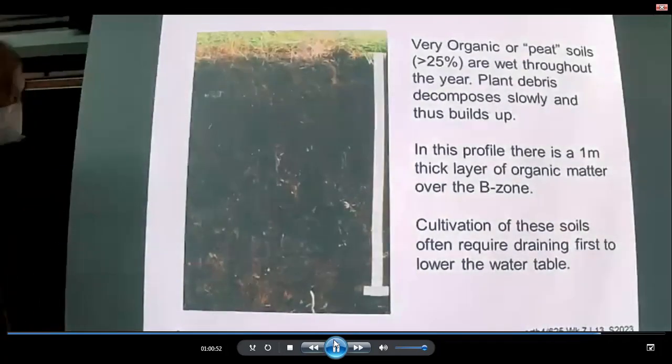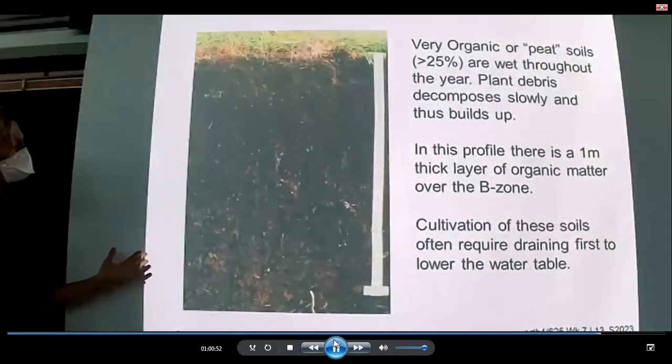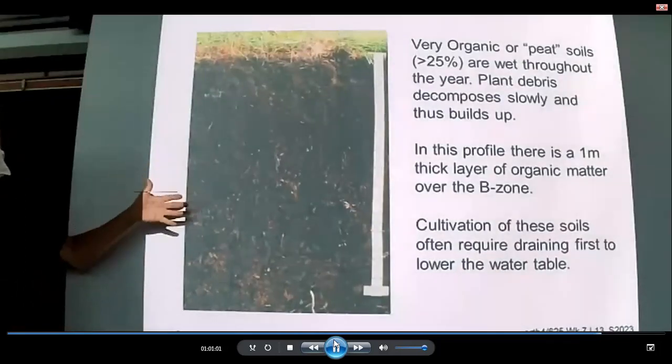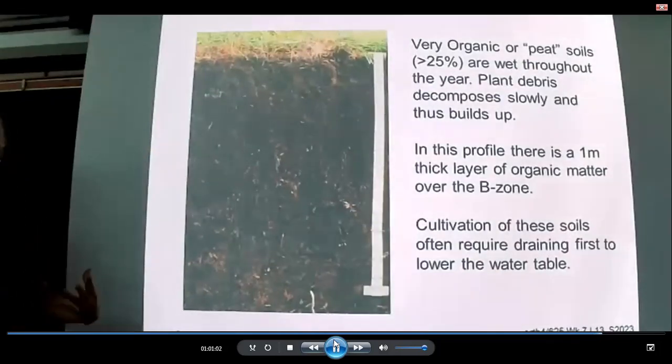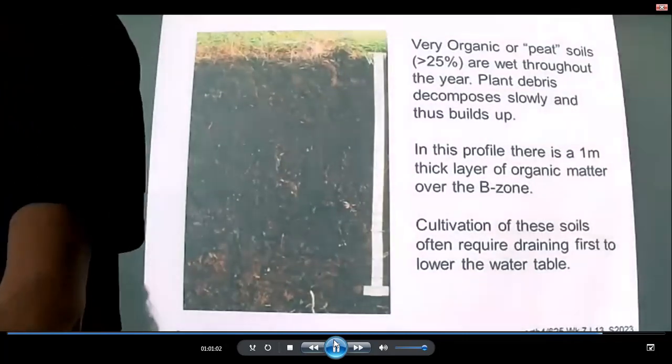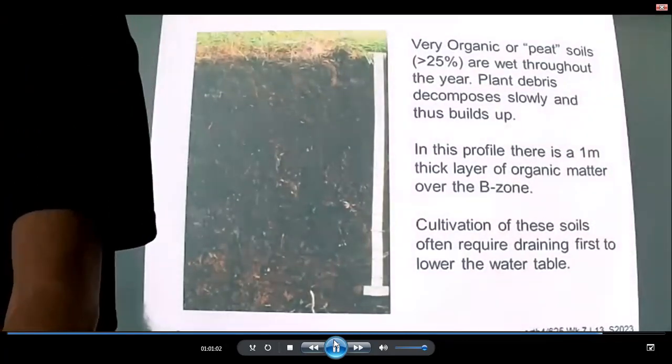And this is an extremely organic rich soil. This is a peaty soil. These form in places that are boggy, wet, saturated for most of the year. They can have up to 25% organic matter in them.